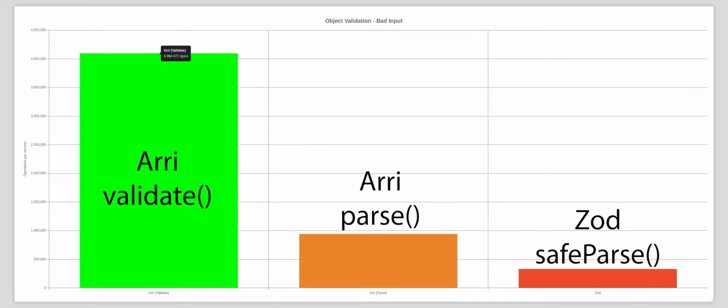Now, I know what you're thinking. Well, Josh, the video title says 100 times faster. Okay, you're 5 to 11 times faster. That's not what you said in the video, right? And I promise it's not clickbait. And the reason why is because Arri has a second validating mode.